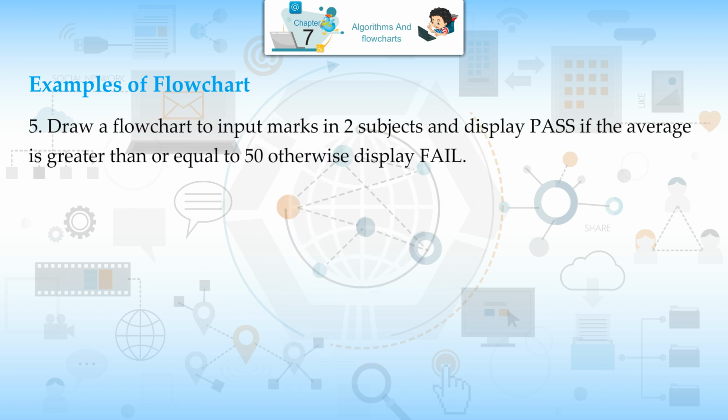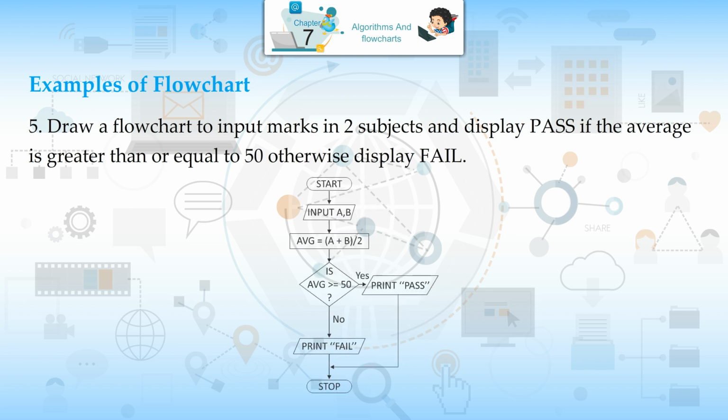Stop. 5. Draw a flowchart to input marks in two subjects and display pass if the average is greater than or equal to 50. Otherwise, display fail. Start. Input A, B. Average is equal to A plus B divided by 2. Is average greater than or equal to 50? Yes. Print pass. No. Print fail.